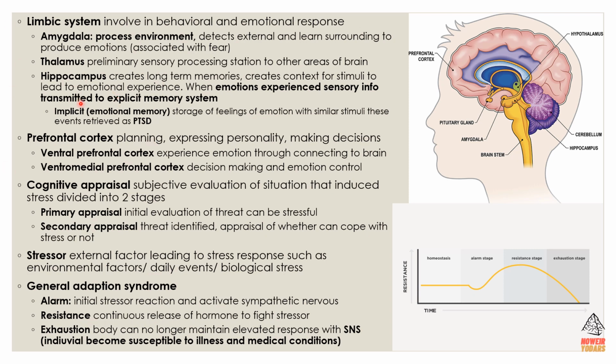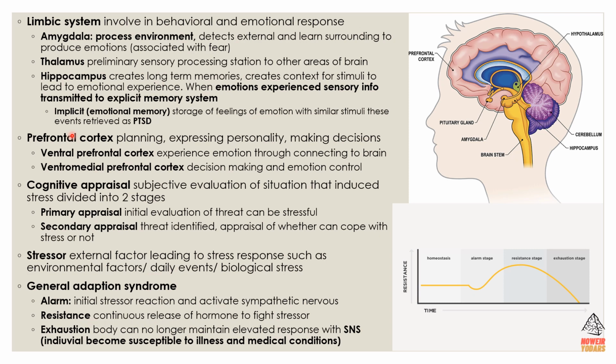Next, you got the prefrontal cortex, which is responsible for planning, expressing personality, and making decisions. Okay, the prefrontal cortex consists of two parts: the ventral prefrontal cortex, which experiences emotion through connecting to the brain, and then you got the ventral medial prefrontal cortex, which is responsible for decision making and emotional control.